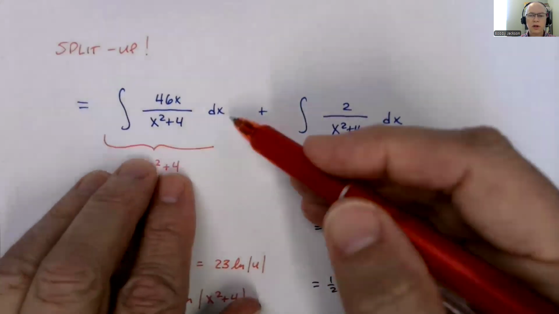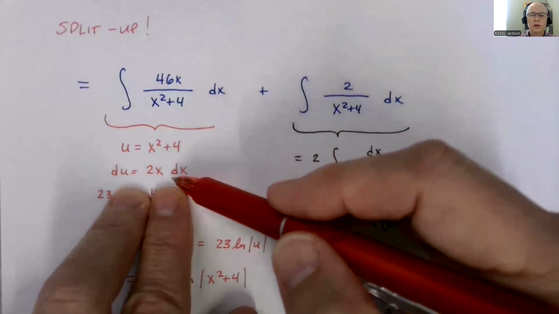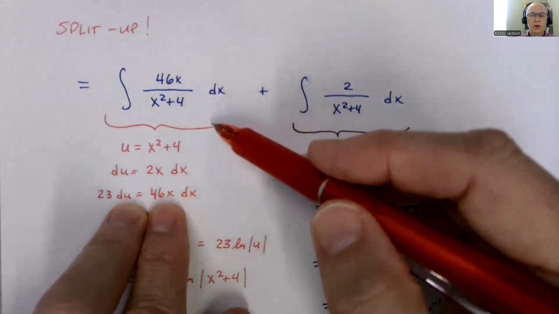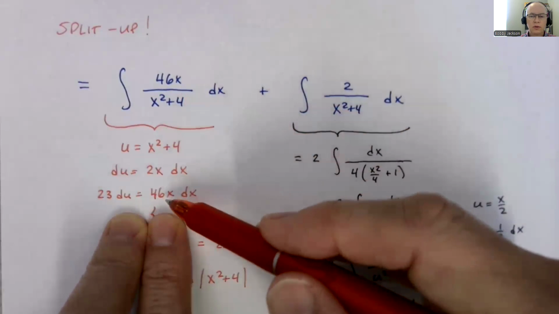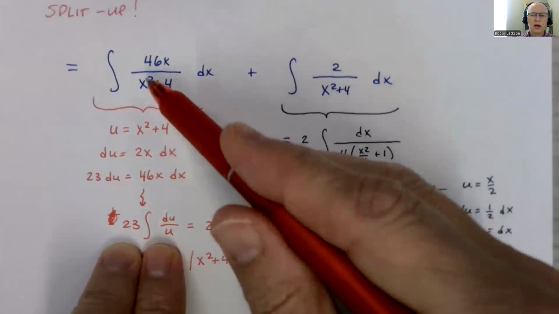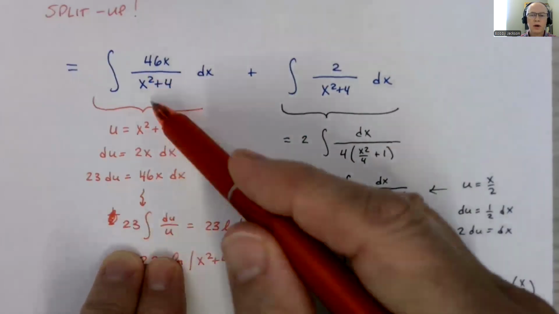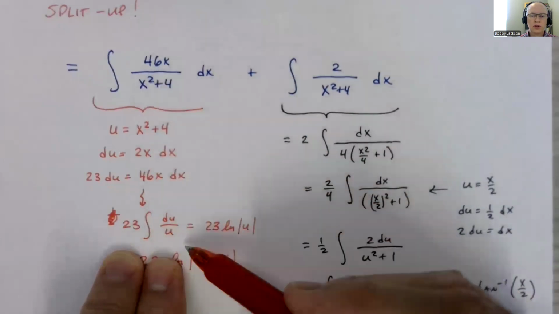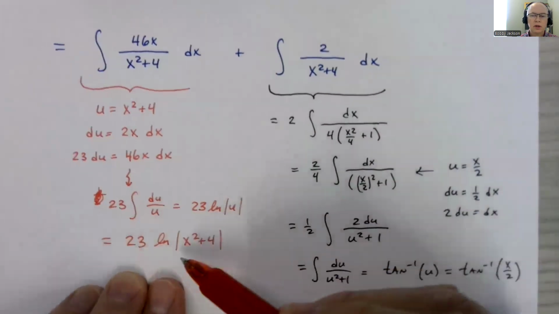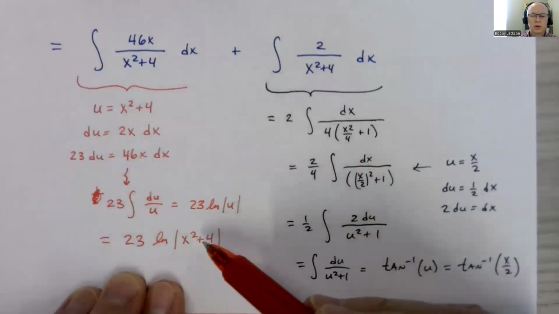Let's look at this one over here. I'll let u be x squared plus 4 so that du is 2x dx. And I've got a 46x dx, so I'm going to multiply both sides by 23, 23 times 2 being 46x dx. And so I can now solve this. 46x dx will be 23 du, pull that 23 out, all over x squared plus 4, which is u. Well, the antiderivative of 1 over u is the natural log absolute value of u. And so we're going to get 23 times the natural log of, of course, u is x squared plus 4.